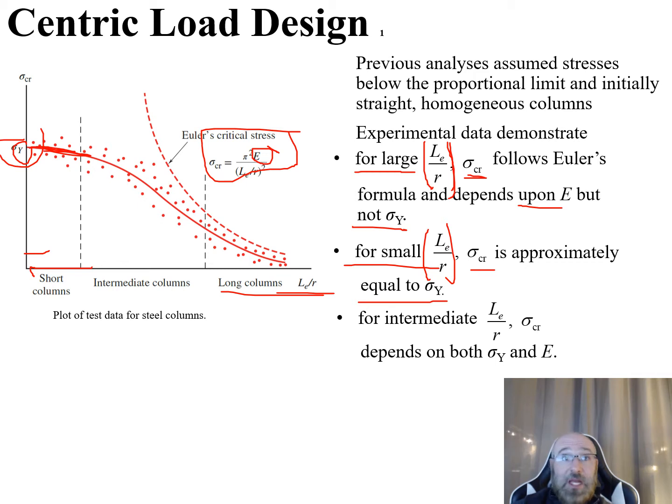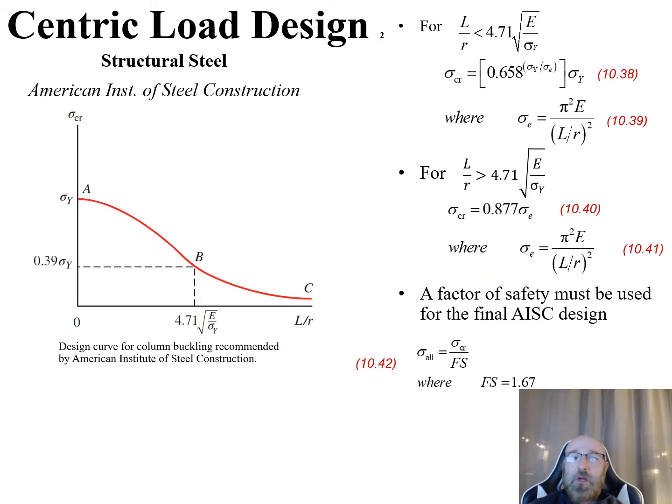Now for the intermediate case, for our intermediate columns, we have that same ratio, L_E over r, effective length over r. We can see that our critical stress here is going to depend upon both our yield strength and our modulus of elasticity.